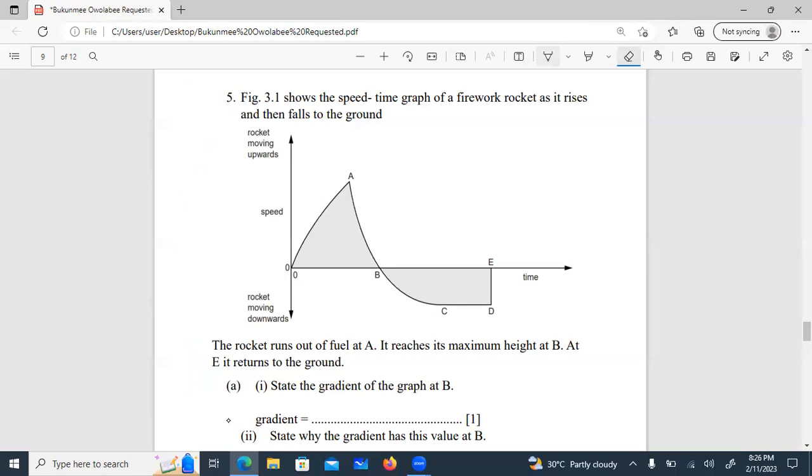Now let us answer the question on this. The rocket runs out of fuel at A. It reaches its maximum height at B, and it returns to the ground. State the gradient of the graph at B. You know, at B, that is when it reaches its maximum height. Yes. So at maximum height, what will be the acceleration?